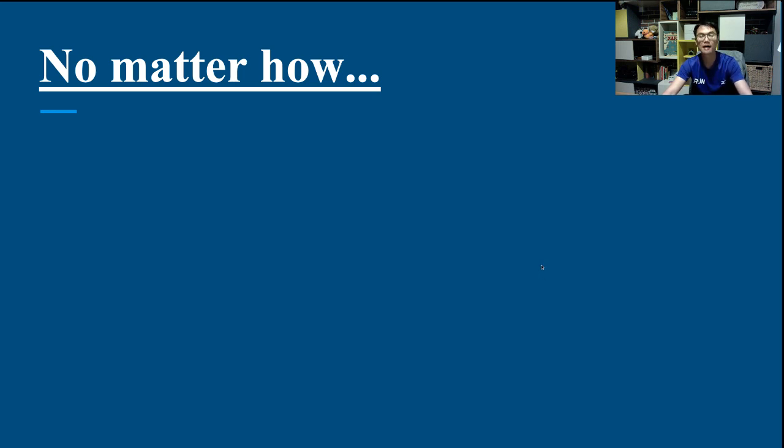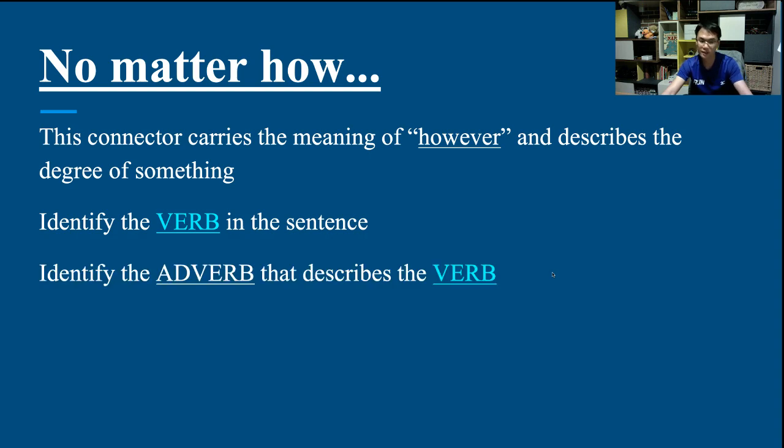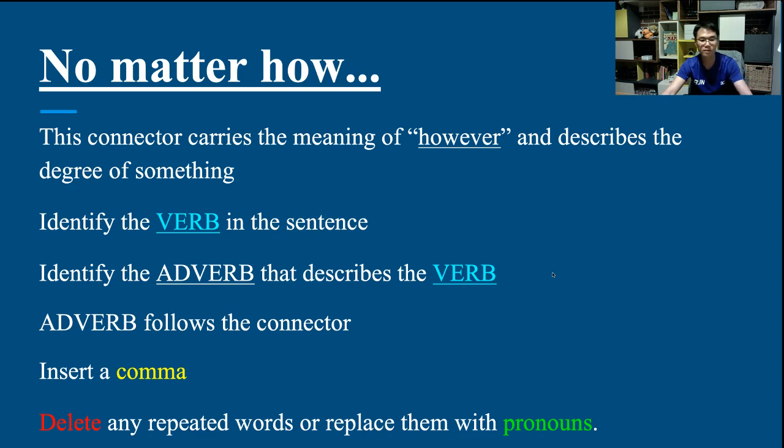Okay, no matter how. So no matter how and however are almost identical in the way that they function. If you look through the steps, you'll find that they're exactly the same. So however and no matter how are interchangeable. You can use either one of them in exactly the same way. So it's pretty easy. It's the same meaning of however or no matter how, and it describes the degree of something. So again, identify verb, identify adverb, adverb follows connector, insert a comma, delete any repeated words, subject follows the adverb.